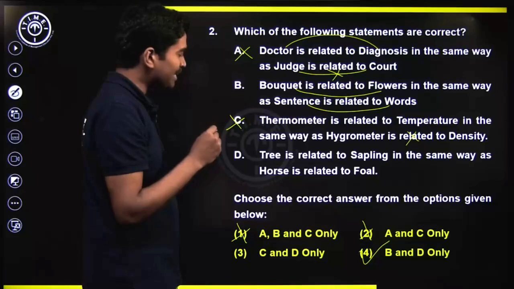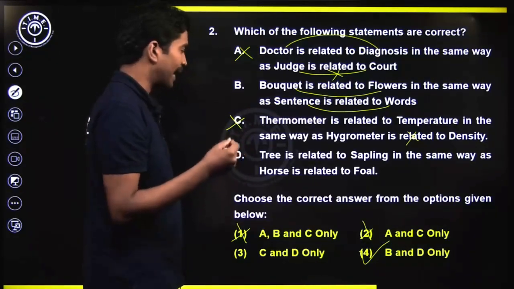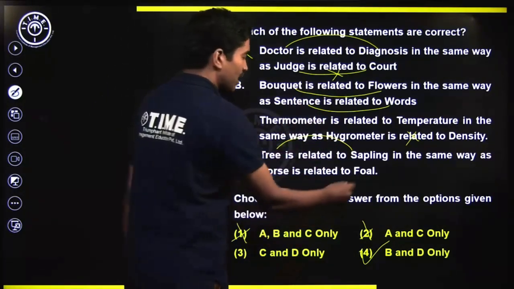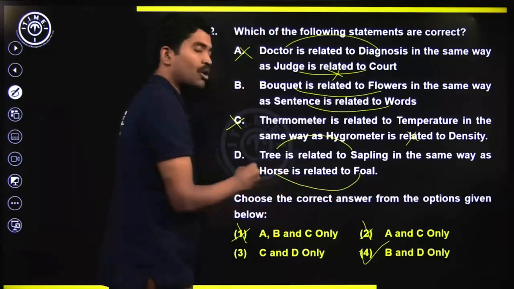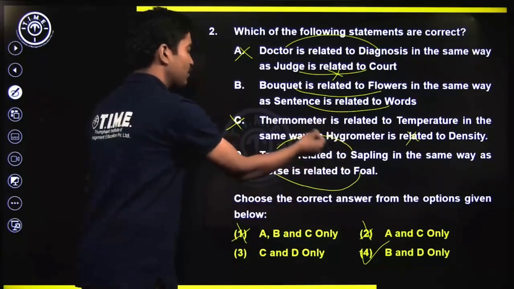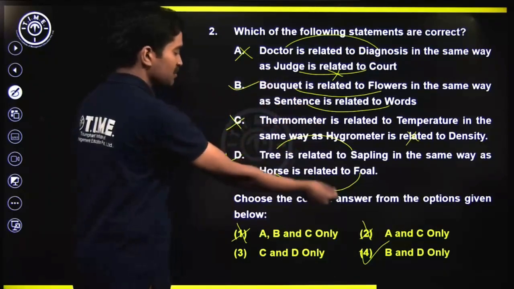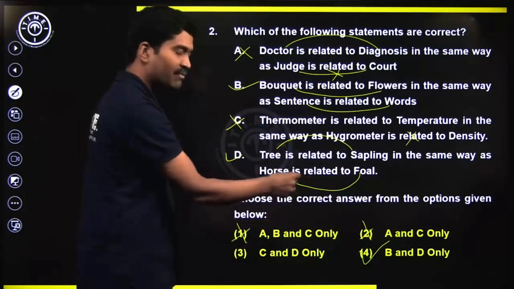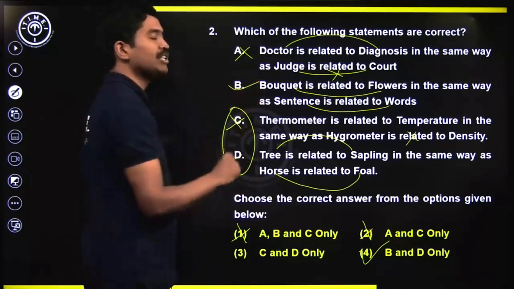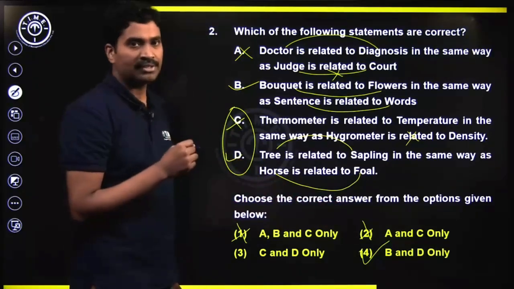Last one, tree is related to sapling in the same way as horse is related to foal. You plant a sapling, it eventually becomes a tree. Foal is the younger one of a horse. When you are young, you are called a foal, then you become a horse. A sapling grows into a tree, a foal grows into a horse. So D is right and B is right. But again, we really marked that a long while ago. We didn't read statements C and D. We knew B was right, we knew A was wrong. So we could have marked option 4.